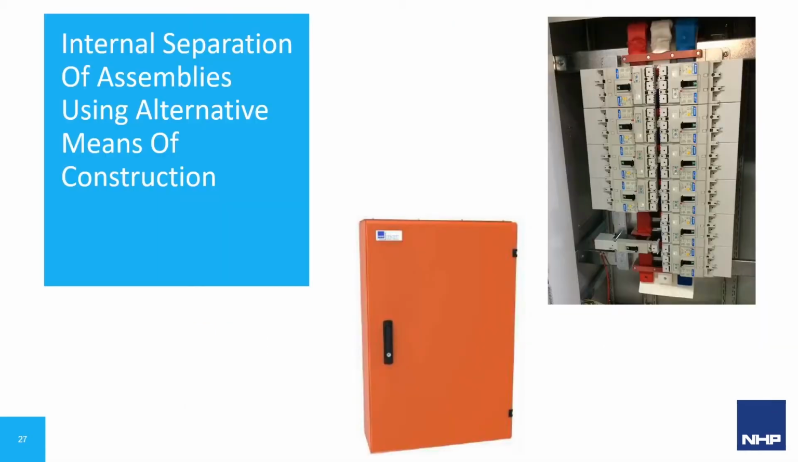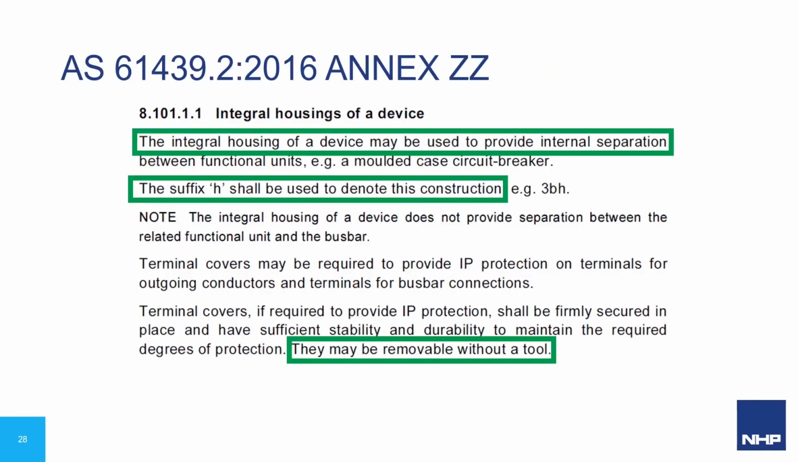We will now move on to alternate means of construction which move away from rigid barriers as the means of protection. AS 61439 Annex ZZ contains the in-country notes. These are essentially how Australian standards have modified the IEC standard. This also means that alternate means of construction detailed within are unique to the Australian and New Zealand market.